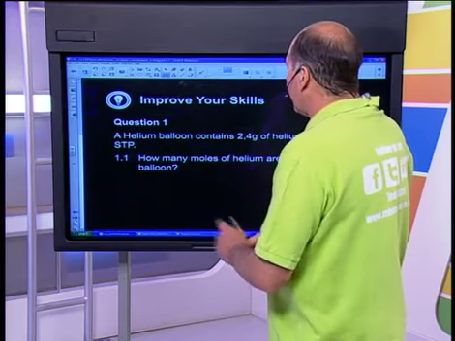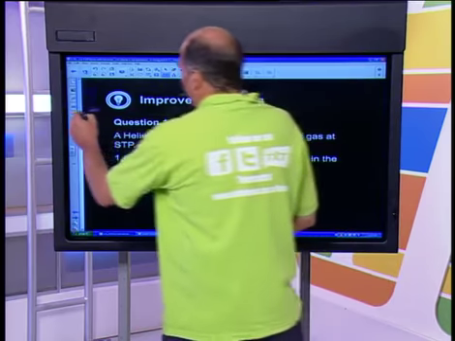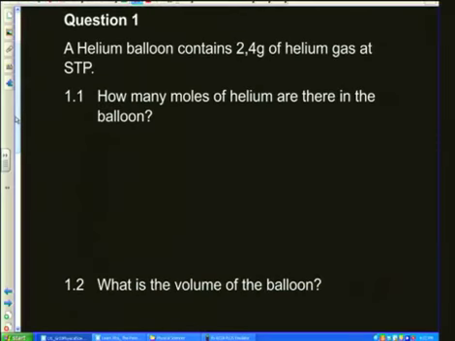Welcome back from the break. Let's not waste any more time and get straight back to today's revision lesson. Here we go. Question number 1. We're looking at some concepts about the mole. And in question number 1, it says the following.